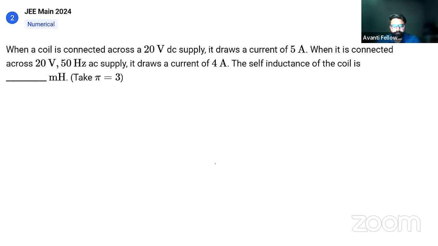Okay, chalo, let's try to solve this question. When a coil is connected across a 20 volt DC supply, it draws a current of 5 ampere. When it is connected across 20 volt 50 hertz AC supply, it draws a current of 4 ampere. The self inductance of the coil is. Chalo. So try to solve this question.